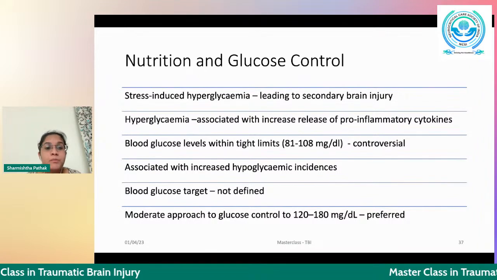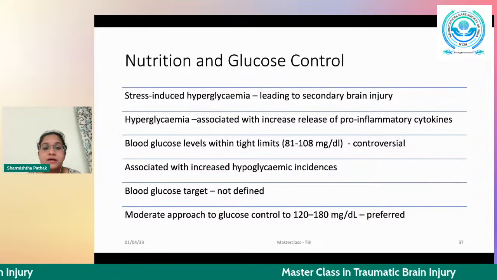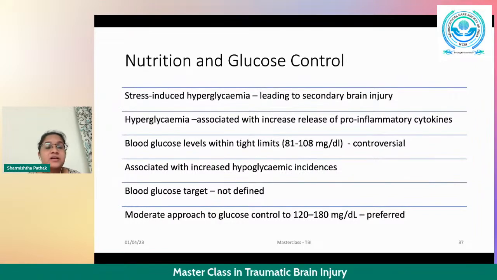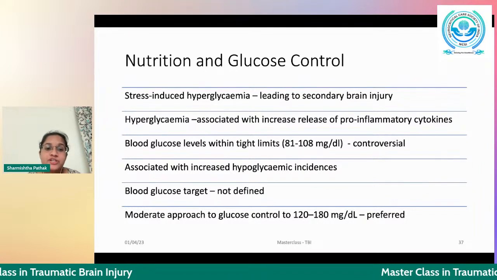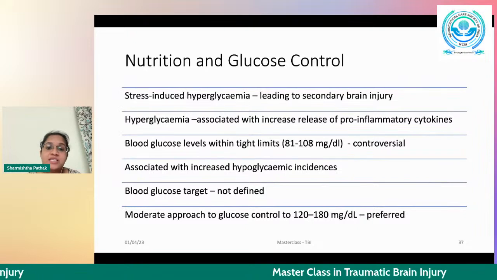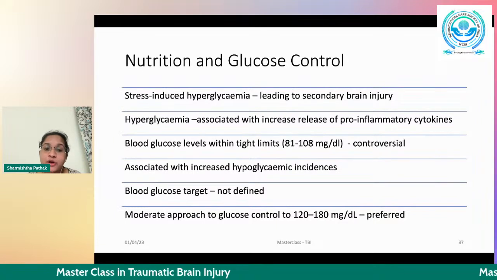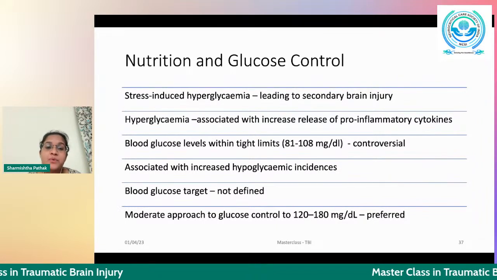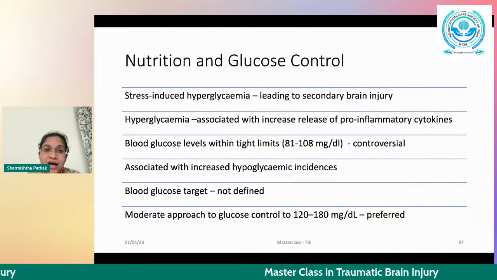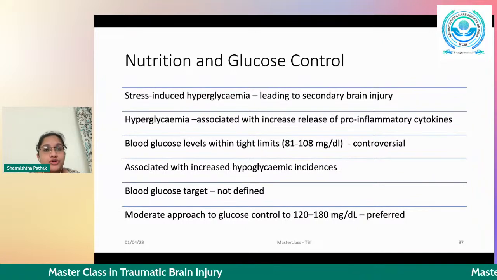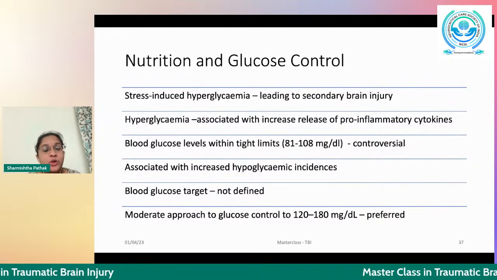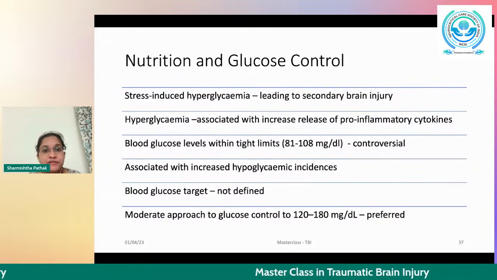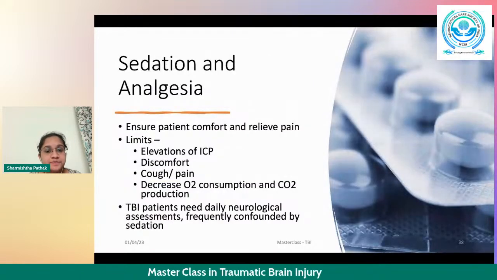So blood glucose levels should be regulated, but tight limits, that is a tight control maintaining between 81 to 108, is not recommended. It is highly controversial, as any incidences of hypoglycemia are further detrimental to the damaged neurons. And a tight maintenance of blood glucose control is associated with increased hypoglycemic incidences. So the target blood glucose is not defined per se, but a moderate approach to glucose control, that is maintaining the blood glucose between 120 to 180 milligram per deciliter, is the preferred modality during ICU care.